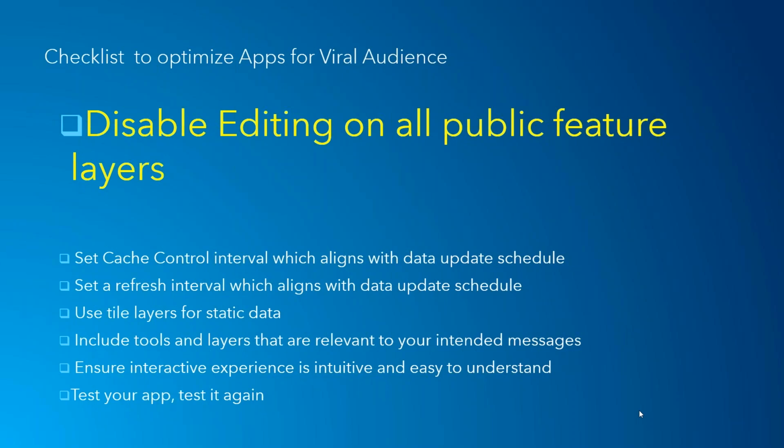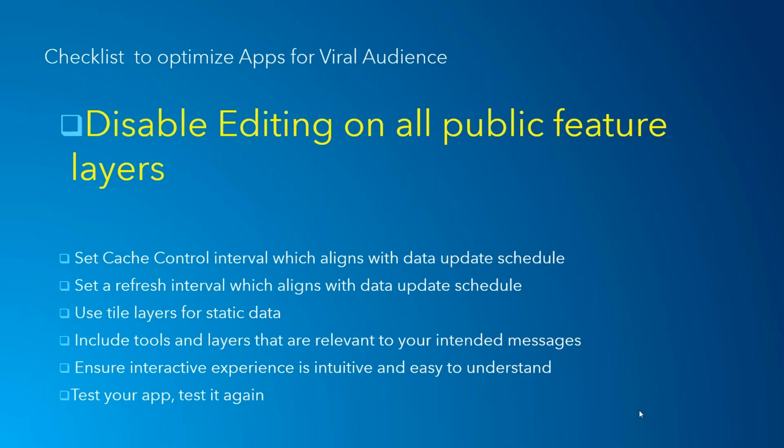So when you're going through a checklist for the data for a layer that you're going to be using in an app that could potentially go viral, the first thing you want to do is make sure that editing is disabled on all public feature layers. There's 2 reasons for this. The first one is data security. If you share an editable layer with the public, someone's going to go in and draw something or put in incorrect information. We have tons of examples of it. So just make sure that if you have an editable layer, it's only shared with the people that you trust to edit that data.